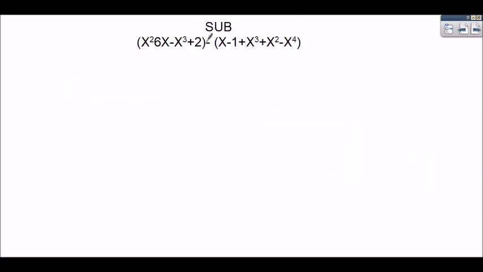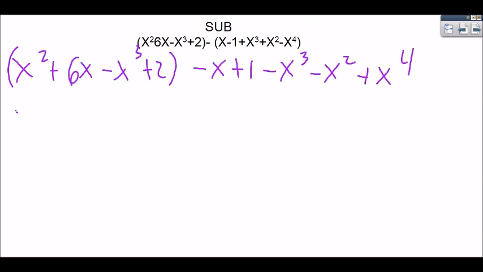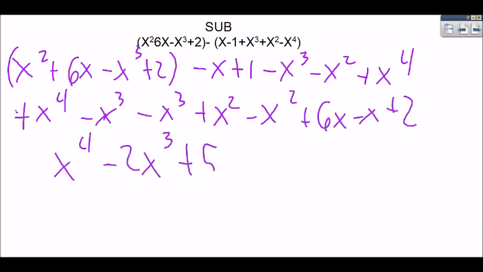Subtraction, the first thing we have to do is we have to distribute this negative through everything. Then we can write it in standard form. Then we can combine like terms. And again, if they ask us to classify it, because there are more than 3 terms, we're going to say this is a polynomial, and the highest exponent is 4, so that's the 4th degree.